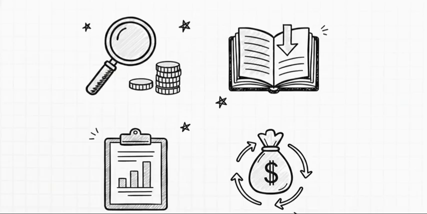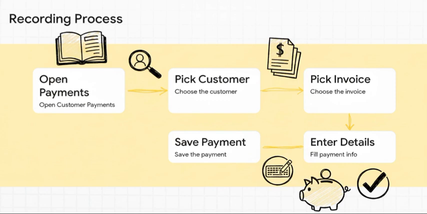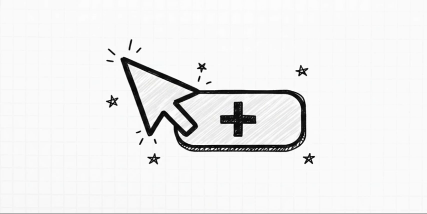Doing this is absolutely crucial. It tracks collections, slashes outstanding balances, and keeps your cash flow crystal clear. Thankfully, fixing this is a breeze. It boils down to a super simple 5-step procedure. Step 1, jump into sales, hit payments received, and click new to get the ball rolling.